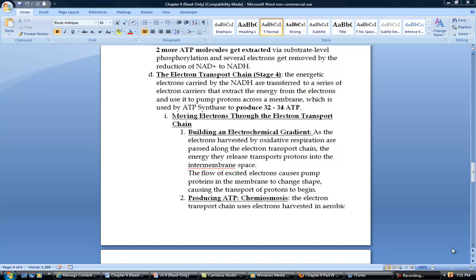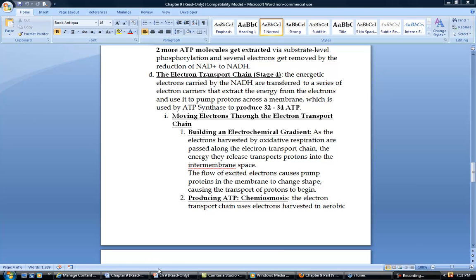So for the last part here, we're going to talk about the electron transport chain. And this is the last stage that is in cell respiration. So remember, all of these stages, we've had NAD plus getting reduced to NADH. So all of those are going to end up at these carrier proteins. And what's going to happen is they're going to drop off the electrons at these proteins, and the electrons are going to hop from place to place.